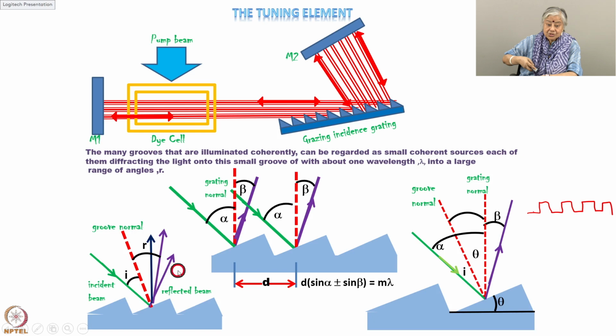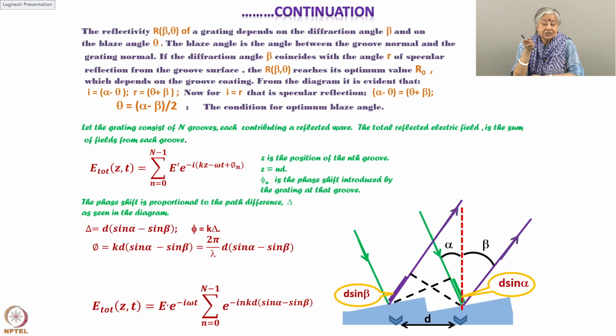So it is not always the case, because the diffracted rays depend on the groove normal, and diffraction depends on all the number of grooves. But if they coincide, then you will get the best reflectivity. So you will really look for that. Now, the diffraction angle will depend on the wavelength, which you will realize even as we go through the explanation.